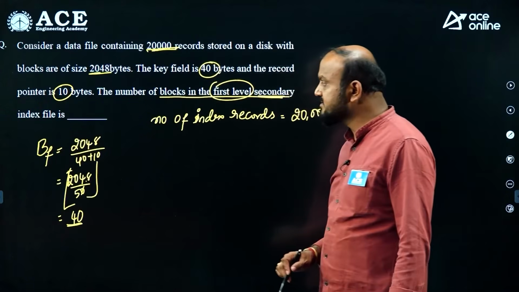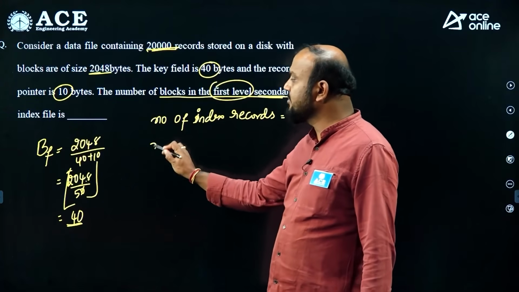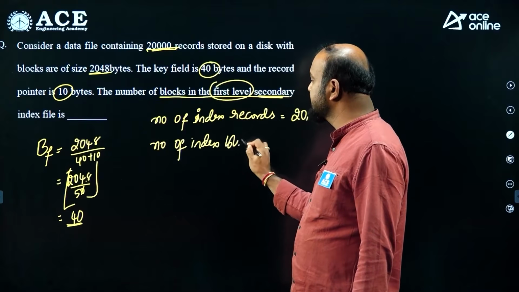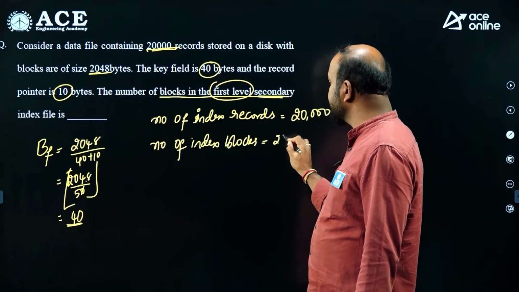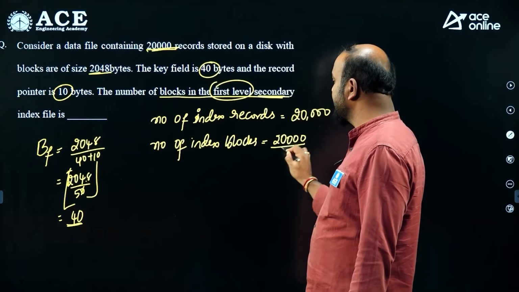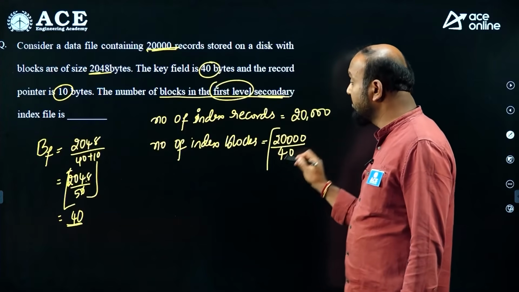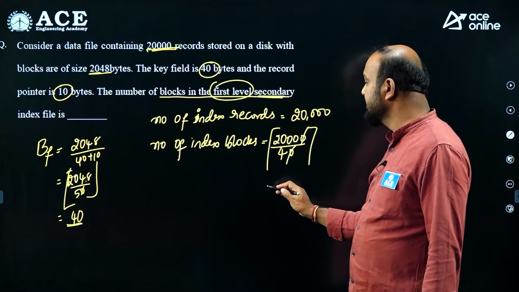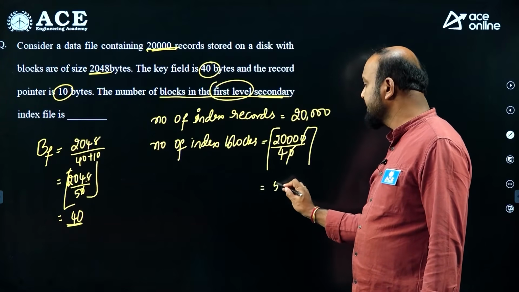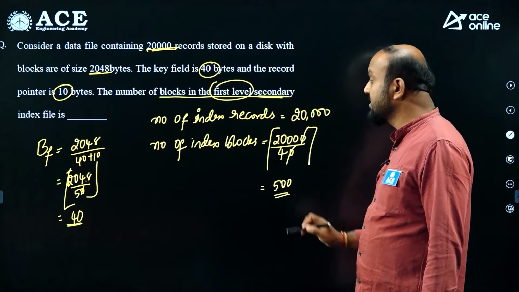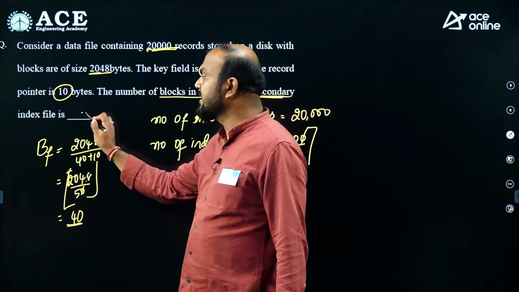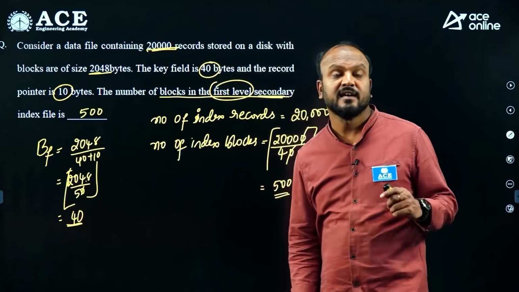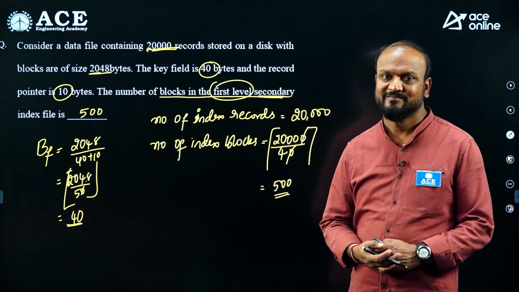If the blocking factor is 40, the number of index blocks equals index records, 20,000, by blocking factor 40, and it should be the upper bound, but anyhow you are going to get a whole value here. How much? 4 5s are 20, so the number of index blocks is 500. So the answer for this question is 500.